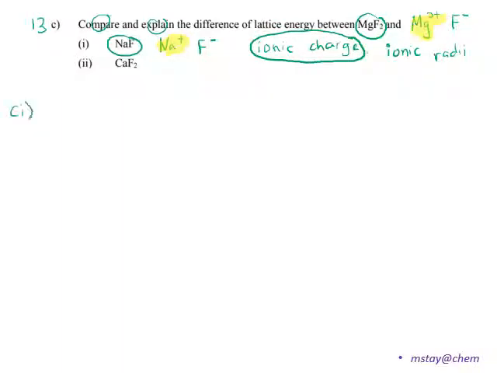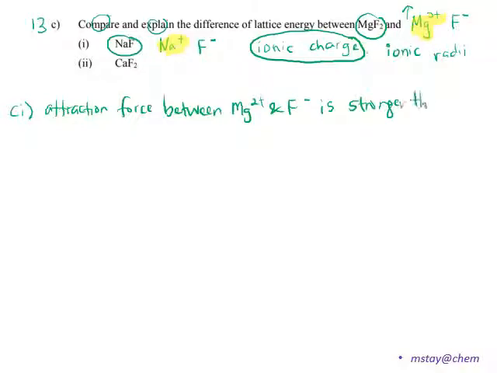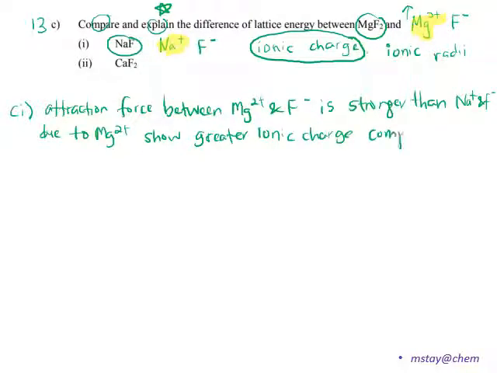So for part C1, we are going to say, because Mg2+ has greater ionic charge, we will say that the attraction force between Mg2+ and F- is stronger than Na+ and F- due to, because we need to explain, we need to give the reason, due to Mg2+ showing greater ionic charge compared to Na+.